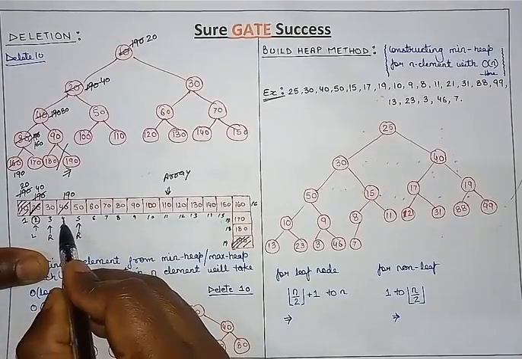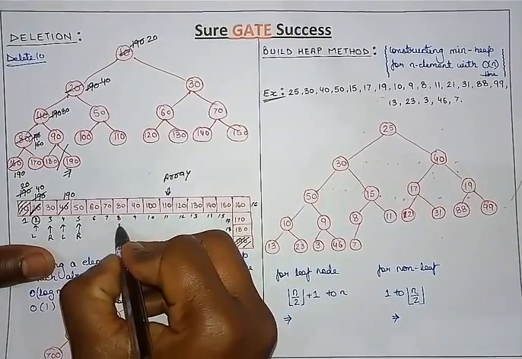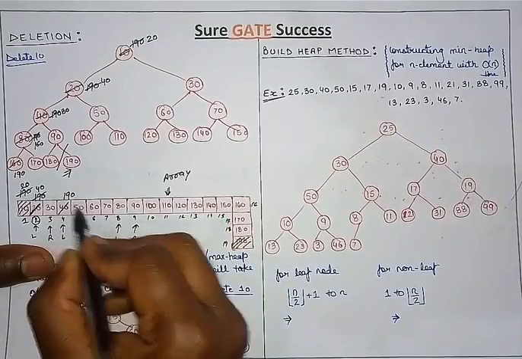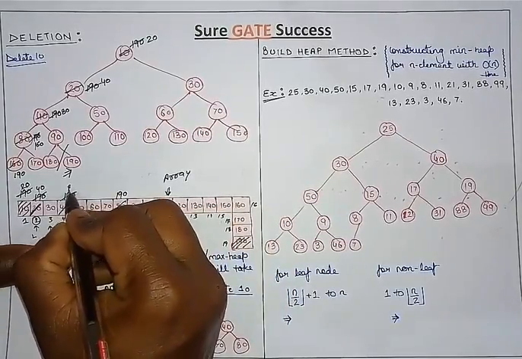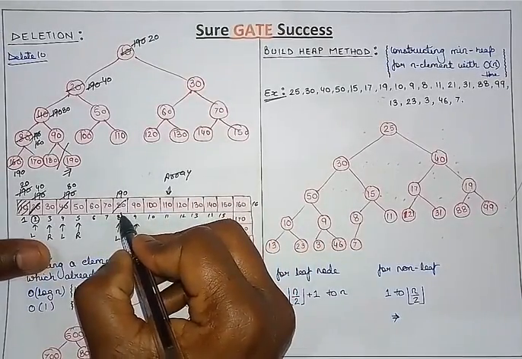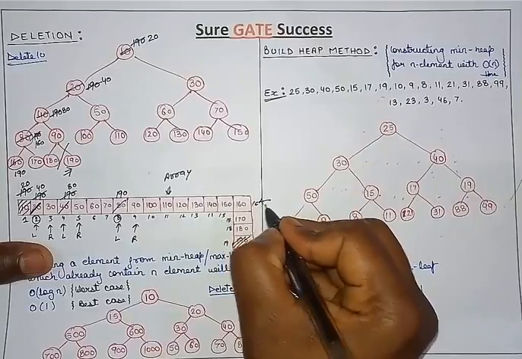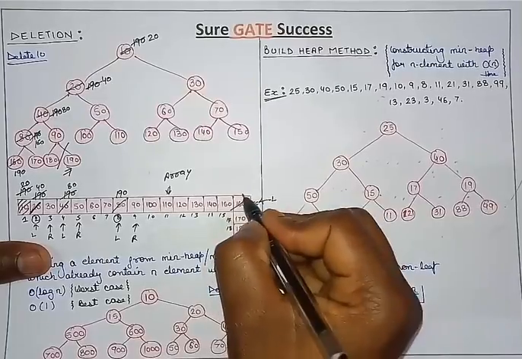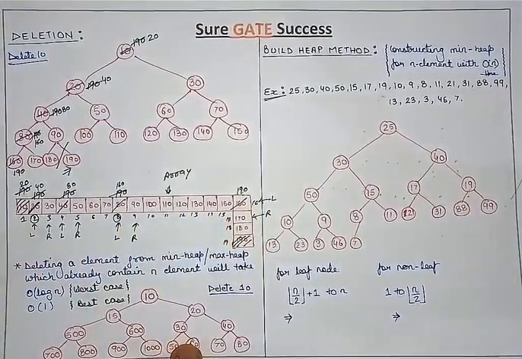Now we have to check with the children of the fourth element. So what will be the children of fourth? 2 into 4, that means 8 will be the left child. 2 into 4 plus 1, that means 9 will be the right child. We have to compare 190 with 80 and 90, and 80 will be the smallest, so it has to be swapped with 190. Now 190 is here, so we have to check with the children of the 8th position. 8 into 2 is 16, so it will be the left one and the next will be the right one. We have to again compare with them, and we have to replace with 160 as it is smaller. So 190 will be here and 160 will be here. So this will be the final answer.